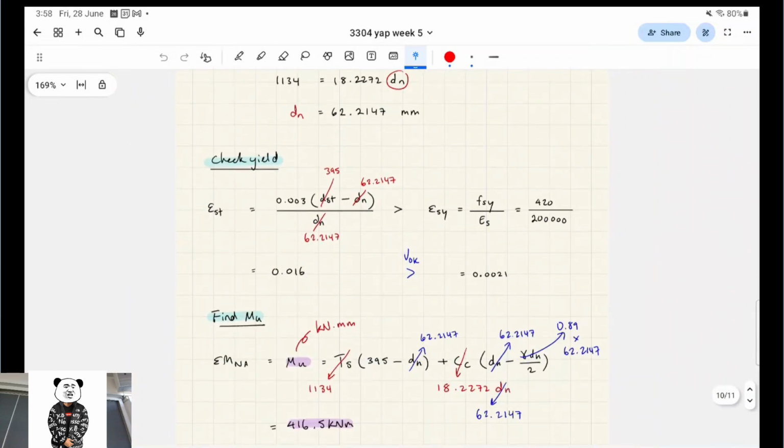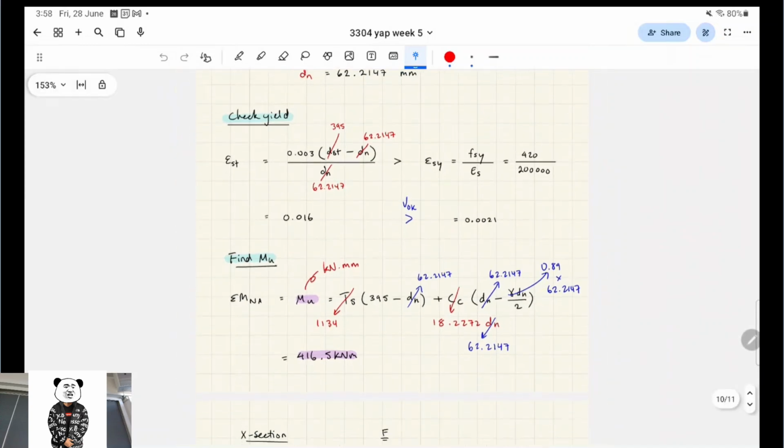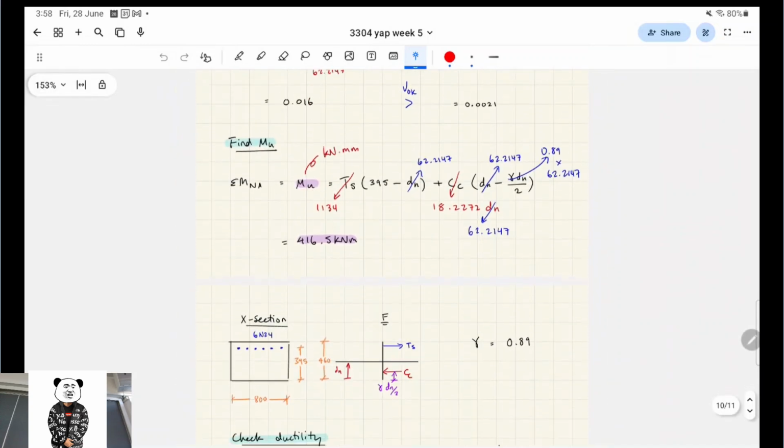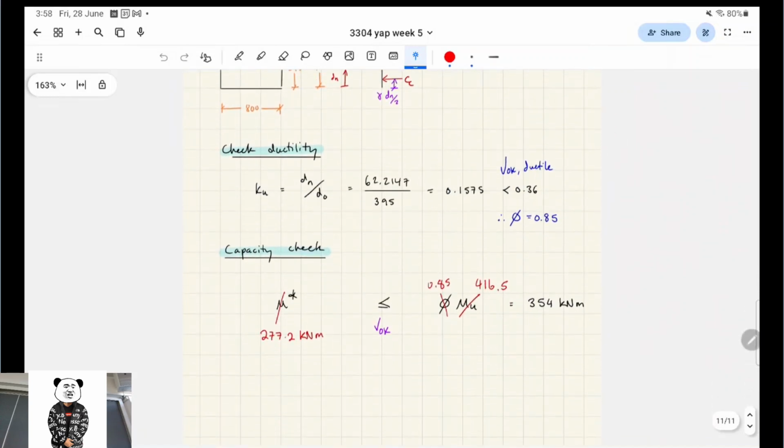Forces are equal to each other. Then we check the strain of the steel to make sure that it's yielded and our assumption is correct. We find the ultimate moment by taking the lever arms and converting the numbers. Ductility check at the very end. It's a ductile section, so the capacity factor is 0.85. We multiply it all together, and 277 is less than 354, which was our capacity. That's how we do the question.